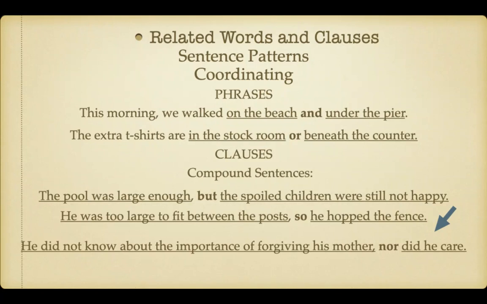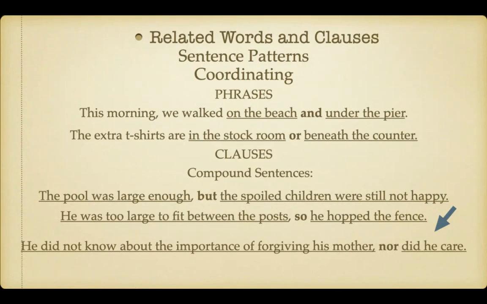Well, when we use the word nor as a coordinating conjunction, the second clause includes a subject and a verb, but by necessity, they're reversed. In this one, did he care? It's did, verb, he, subject, care. Now, if we invert the subject and verb, it becomes he cared, which is an independent clause.